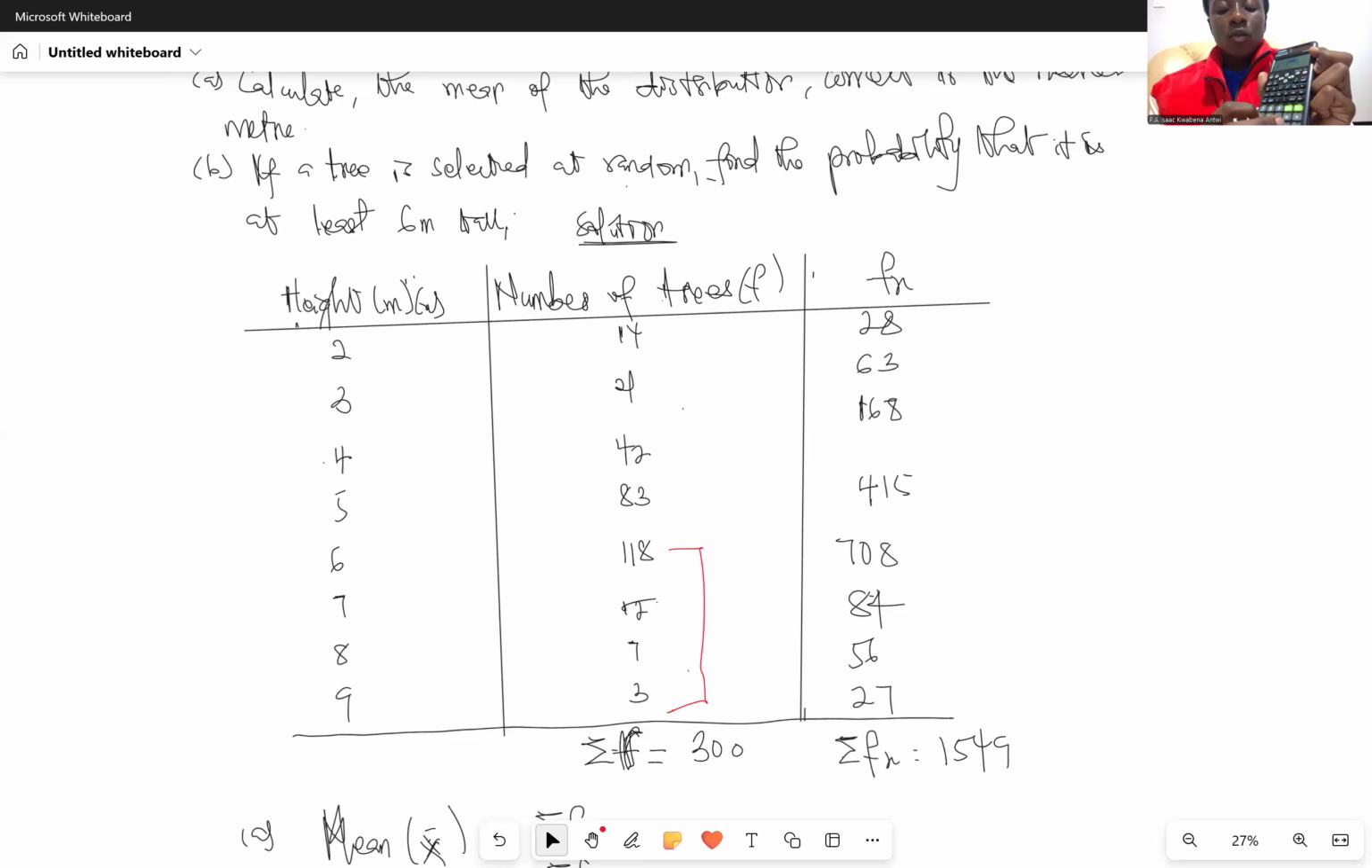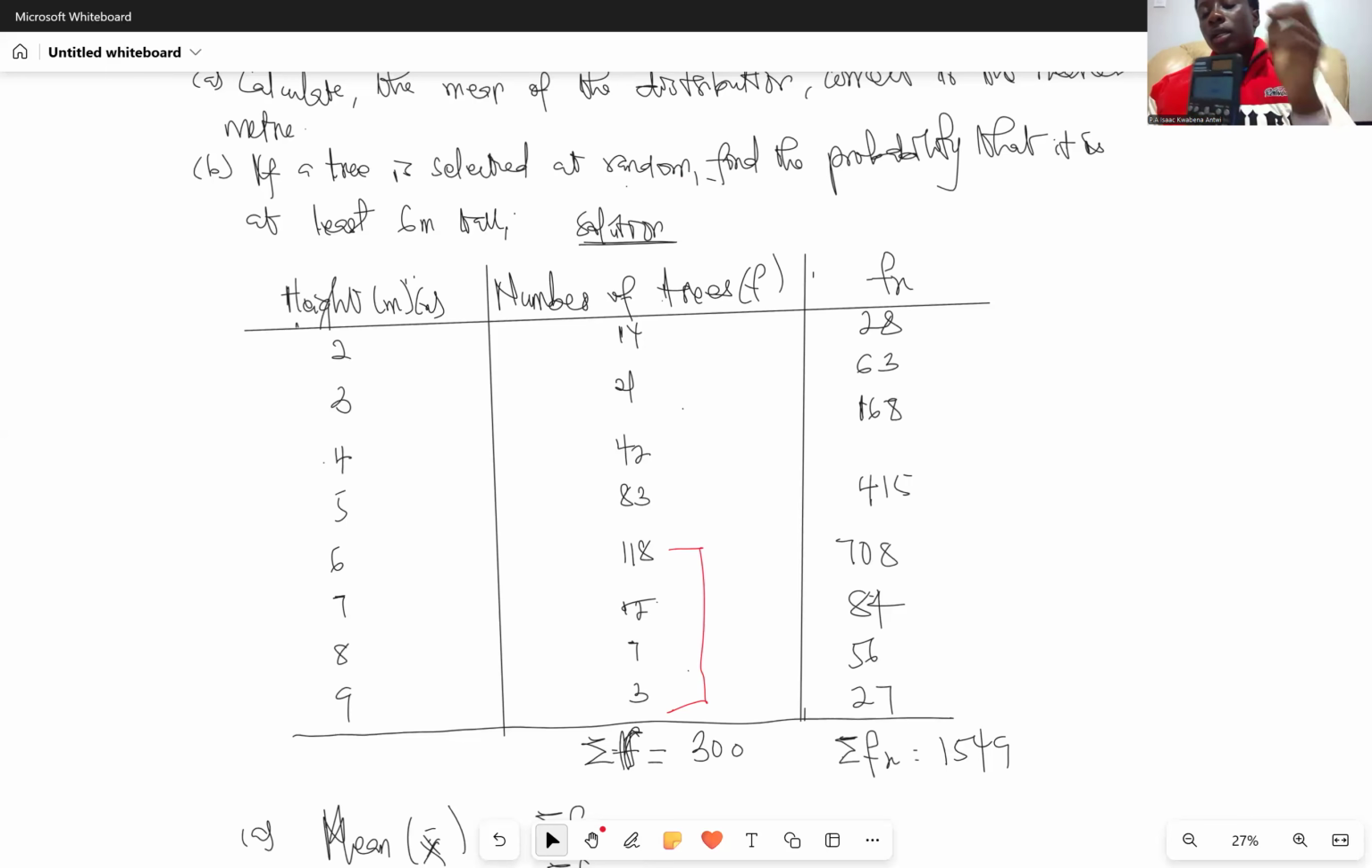The frequencies we have: 14, press equal to. 21, equal to jumps to the next. 42, equal to. 83, equal to. 118, equal to. 12, equal to. 7, equal to. 3, equal to.